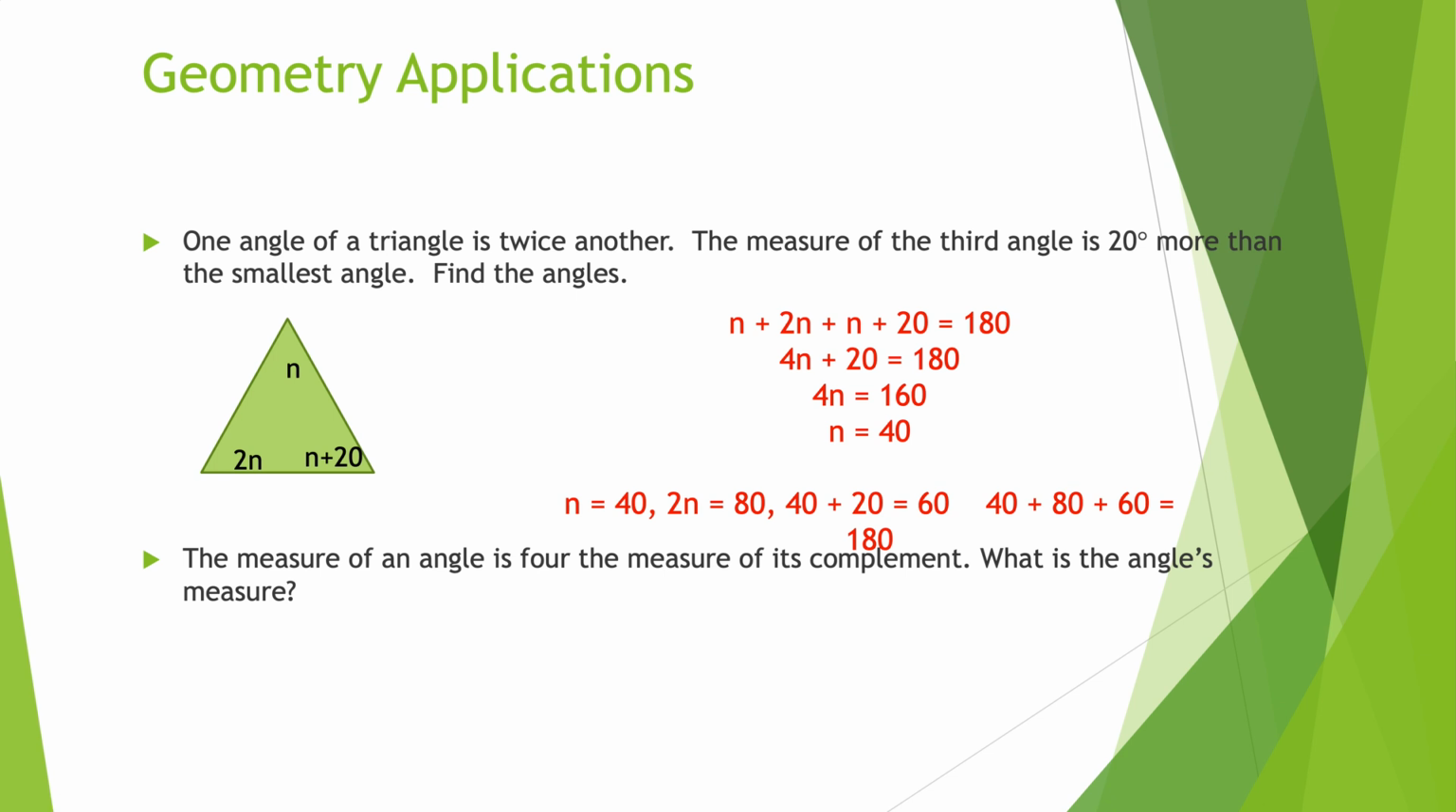Okay. Last part here, what we have is the measure of an angle is 4 times the measure of its complement. What's the angle's measure? So you have one angle and then you have another one which is 4 times as big.